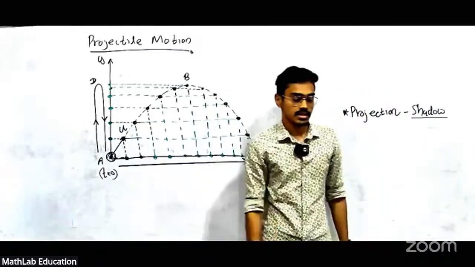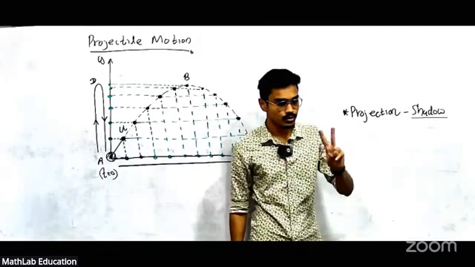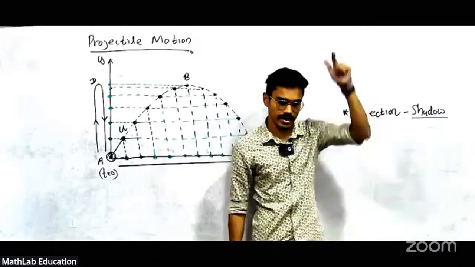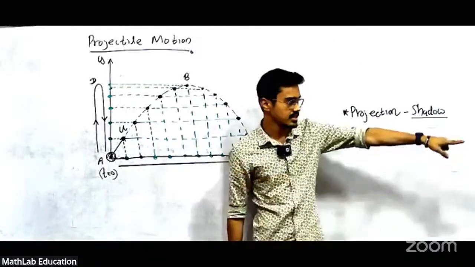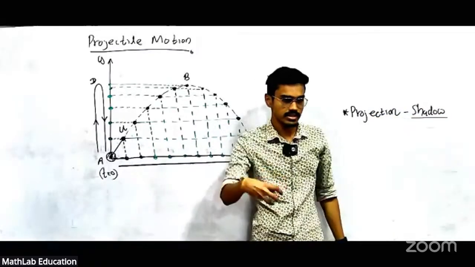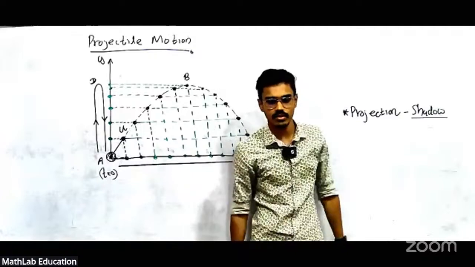That is, a projectile motion consists of two linear motions. One is a vertical linear motion, it goes back and forth, and the other one is a horizontal linear motion. And the resultant or the combination motion is called a projectile motion.